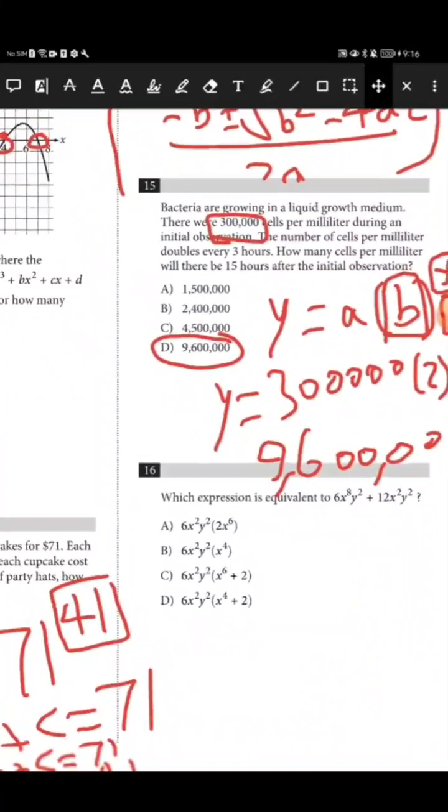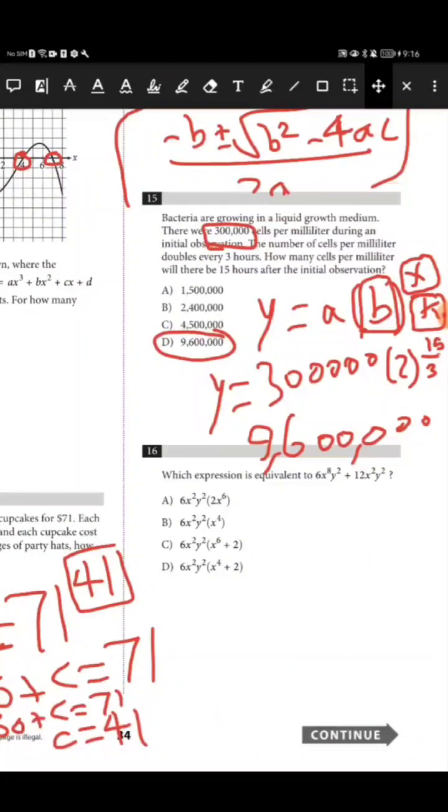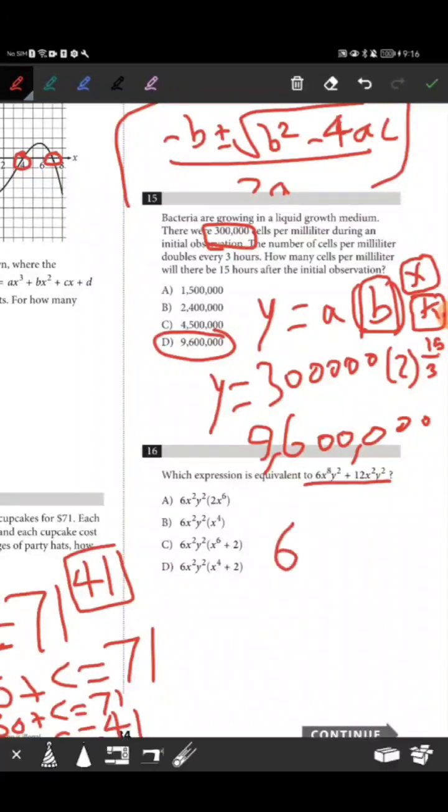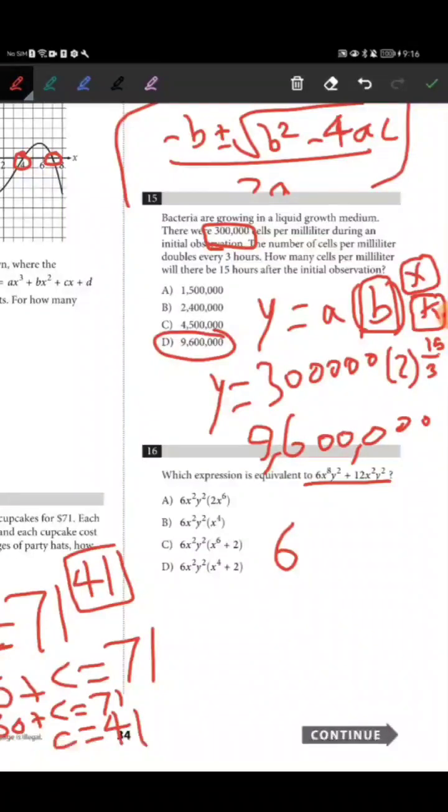Now, let's start with question number 16. Which expression is equivalent to 6x to the power 8, y to the power 2 plus 12x to the power 2, y to the power 2? Here, we can take common factors in this equation. So 6 is a common factor, and x squared is a common factor, and y squared is a common factor. So 6x squared, y squared.